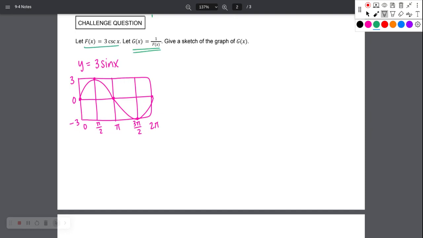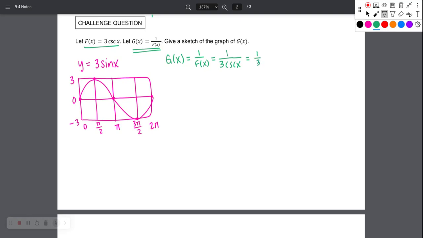But then what we have going on here is function f is the reciprocal of that, and this new function g is the reciprocal of that. So function g is 1 over f of x. Well, f of x is 3 cosecant of x. Okay, so 1 over 3 cosecant of x. Well, we could think, oh, we can simplify that, right? Because 1 over cosecant, that's just sine. So we could just reciprocate that and get sine.